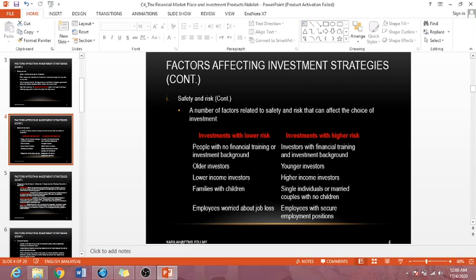Single individuals or married couples with no children means if anything happens, it will just affect them, not their relatives, not their family members. That's why they get involved with higher risk investment.